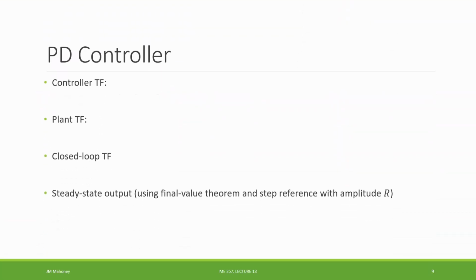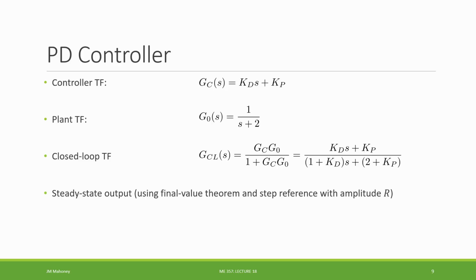Right, so maybe a PD controller is going to work. The general form we're going to use is KDs plus Kp, as we saw a couple lectures ago. The plant transfer function has not changed. That's still 1 over s plus 2. And the closed loop transfer function is still going to be found exactly the same way, but we have a different Gc than we had for the P controller. Again, I did the algebra in Mathematica, and I have it shown here in descending powers of s. Right, so I have a KDs plus Kp in the numerator, and then 1 plus KD is my s term, and 2 plus Kp is my constant term in the denominator.